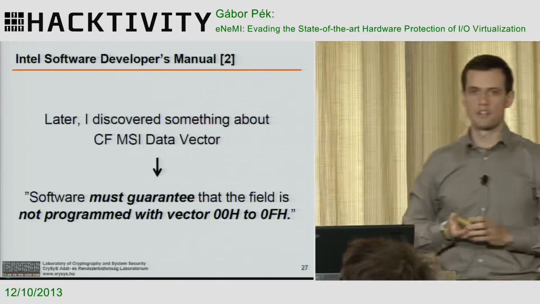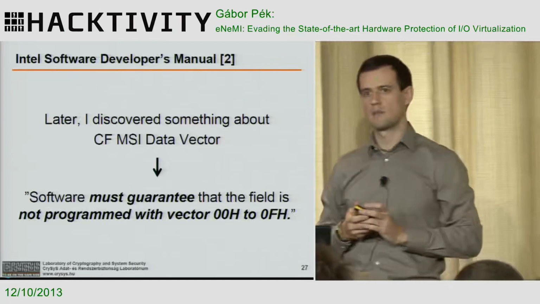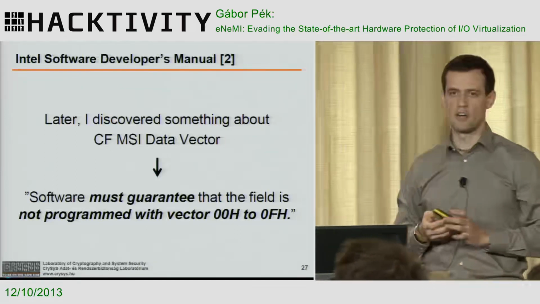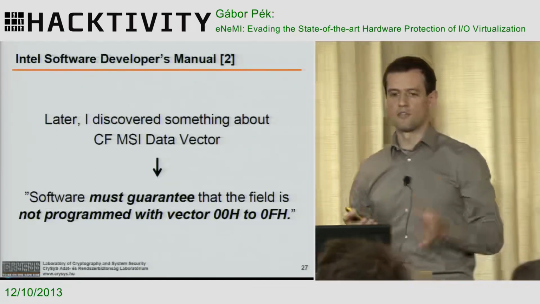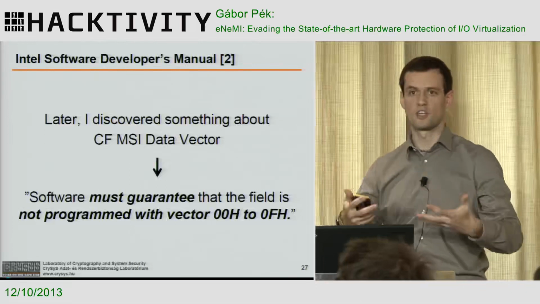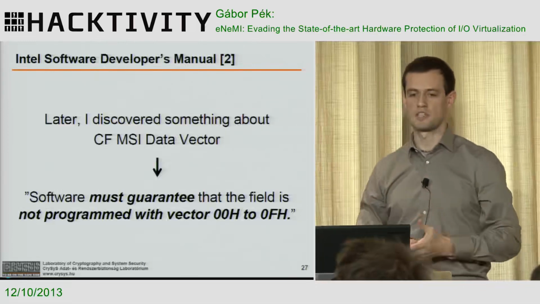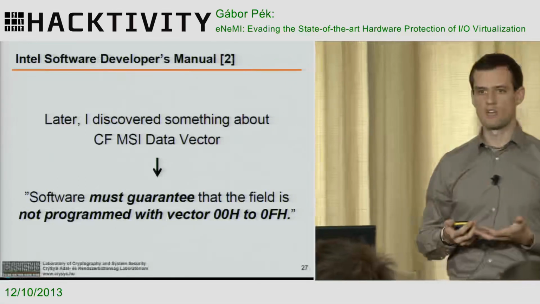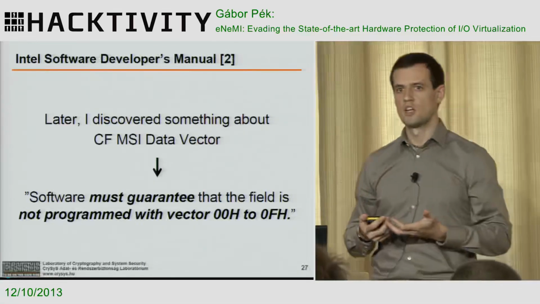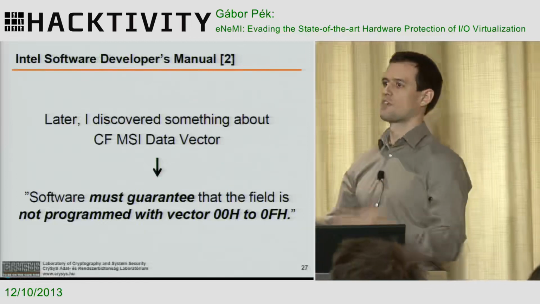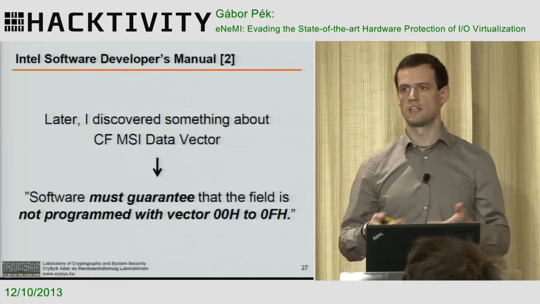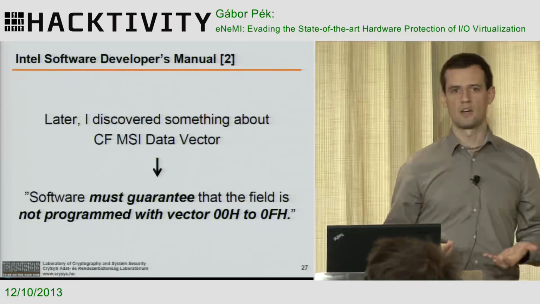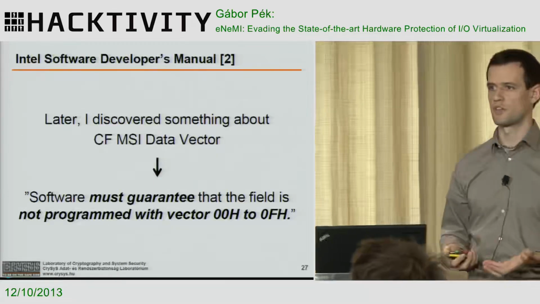Later, I discovered something in the Intel manual about this. It says software must guarantee that the field, it means the vector field, the compatibility format MSI data field, vector field, is not programmed with a vector between 0 and 0F. So they explicitly say you cannot do something like this, but they don't mention why. What happens if you do such a thing?